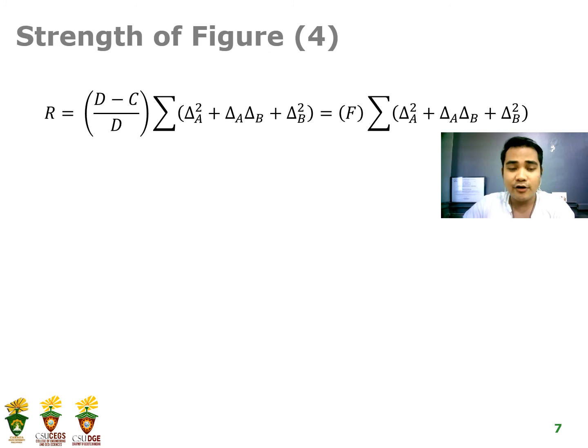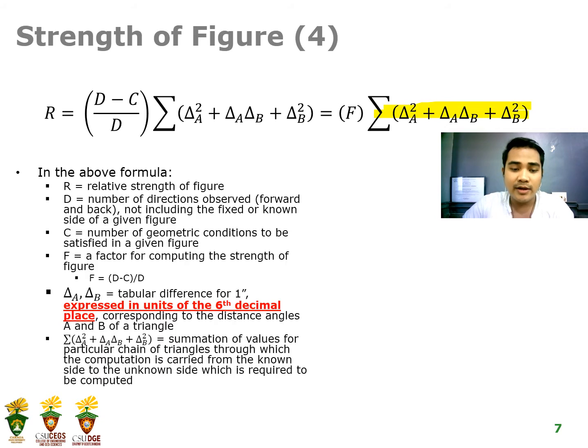So here is the formula for the strength of figure. So we have R is equal to D minus C over D times the summation of the change of angle A squared plus change of angle A, change of angle B plus change of angle B squared, or F, which is a factor, which is equal to D minus C over D, times the summation of the equation. So where R is the relative strength of figure, D is the number of directions observed forward and back.